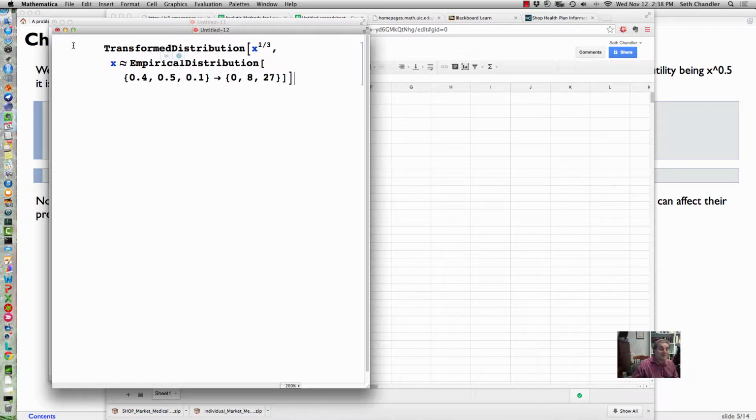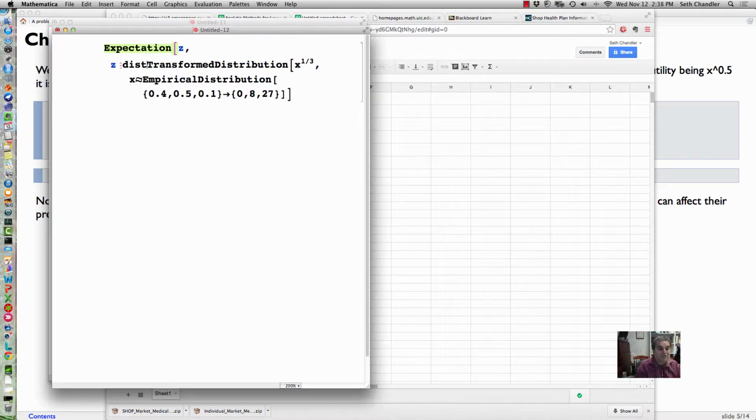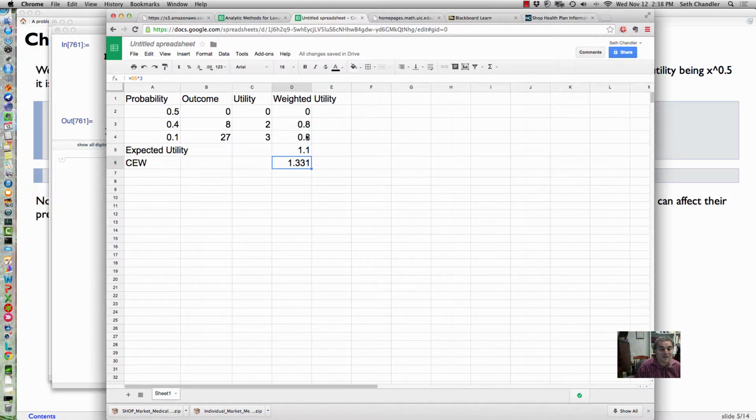And to calculate the expected utility, I'm simply going to wrap an expectation, or I can wrap a mean around this. But let's do it with this expectation. I can say, what's the expectation of, name your thing, z, where z is distributed according to the utility distribution. Does that make sense? And if I do that, I get 1.3, which is not the answer that I got here, but it is the answer when I did it by pencil and paper over here.